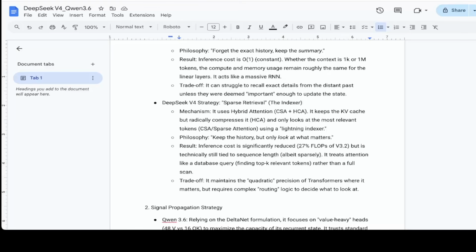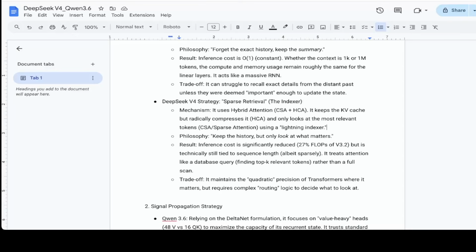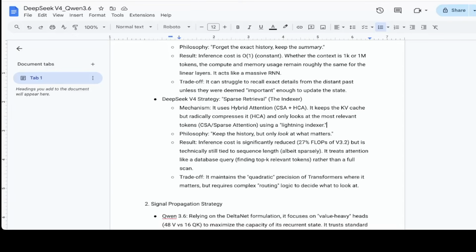We'll talk about that in a little bit, but let's go through this difference first. The result is that the inference cost is significantly reduced, even though it keeps the entire context, but it's technically still tied to the sequence length. It treats attention like a database query. So find top K relevant tokens rather than a full scan.